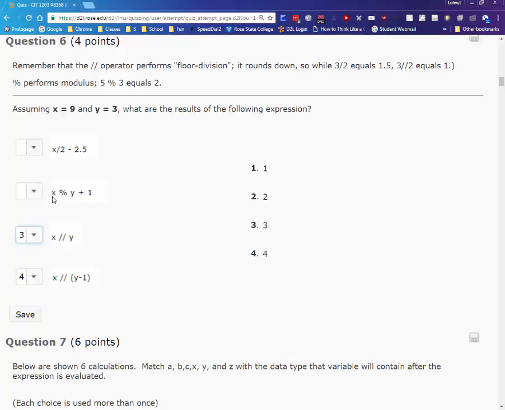X percent y, that's modulus. How many times does 3 go into 9? It goes in 3 times with the remainder of, and that's what modulus means, remainder of. So 9 divided by 3 gives us a remainder of 0. Plus 1 is 1. And here we go. X divided by 2, well, x is 9, so divided by 2 is 4.5. Minus 2.5, 4.5 minus 2.5 is 4.